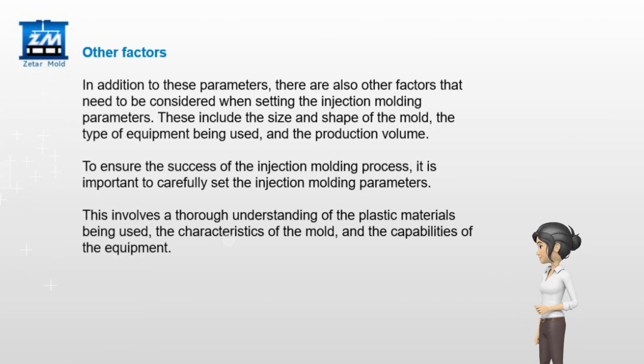Other factors. In addition to these parameters, there are also other factors that need to be considered when setting the injection molding parameters. These include the size and shape of the mold, the type of equipment being used, and the production volume. To ensure the success of the injection molding process, it is important to carefully set the injection molding parameters. This involves a thorough understanding of the plastic materials being used, the characteristics of the mold, and the capabilities of the equipment.